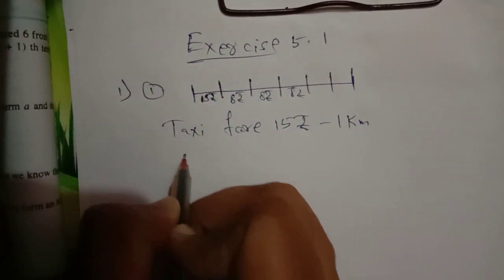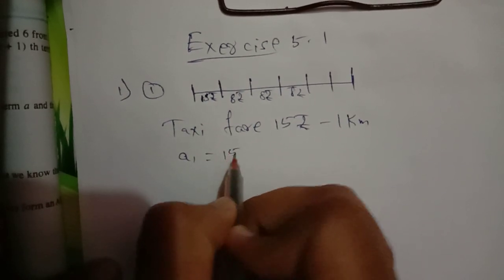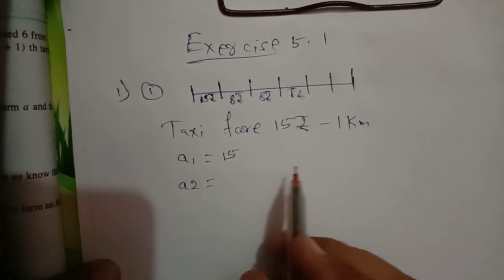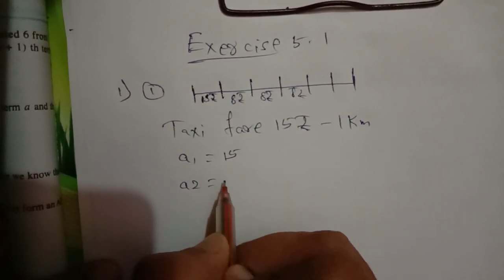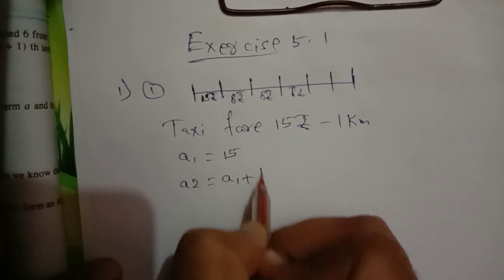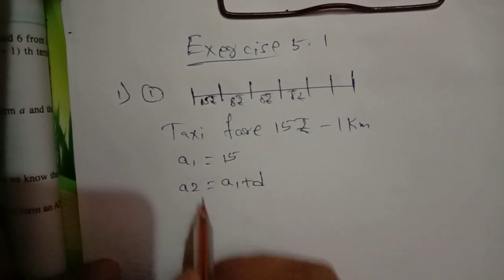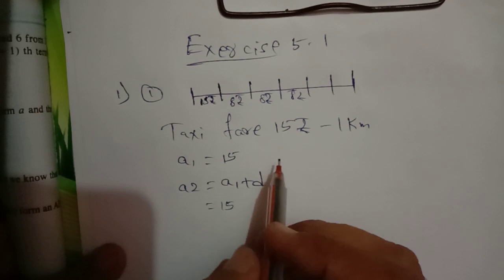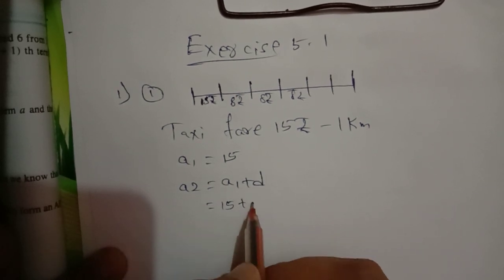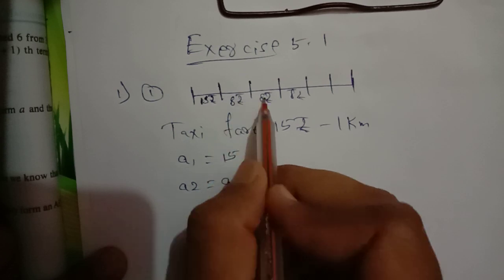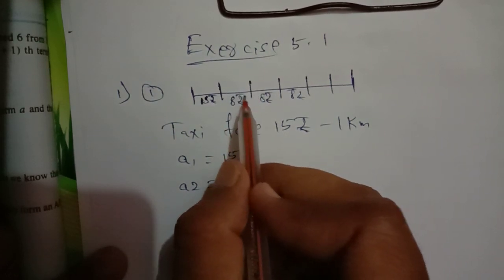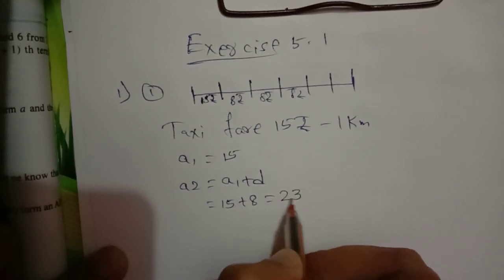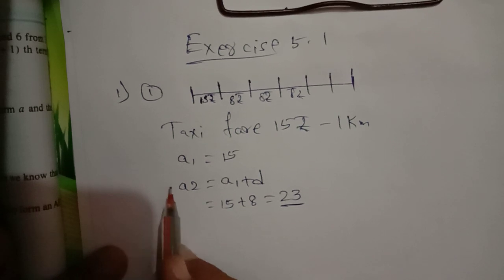Here we can say A1 means that is first 15. Now we have to find out the A2. To find out the A2, what is the formula? It is A1 plus D. Here we can write A1, A1 means 15. D means how much you have to write here? Plus 8, because after every 1 kilometer it will increase by 8. So 15 plus 8, we will get 23. So we got here A2.